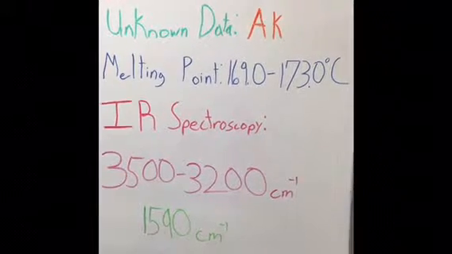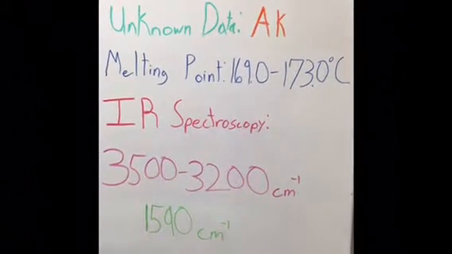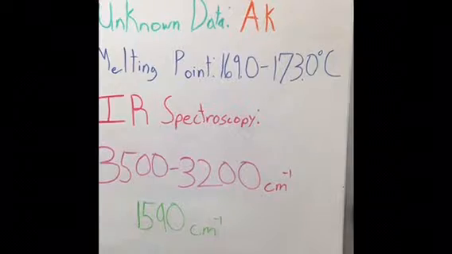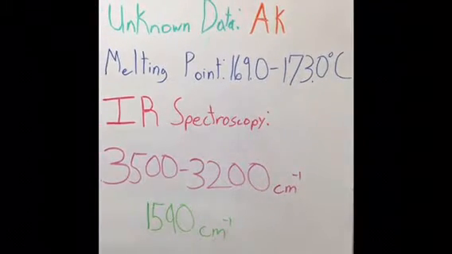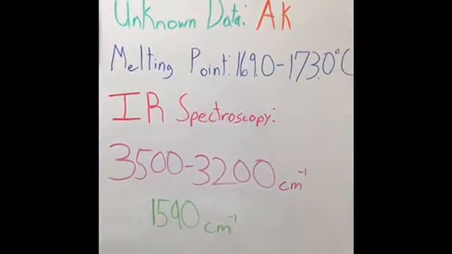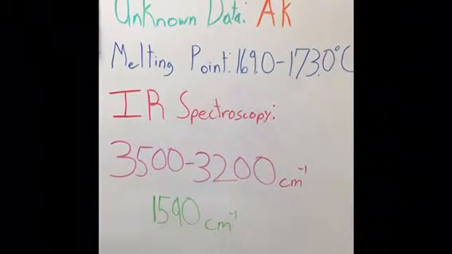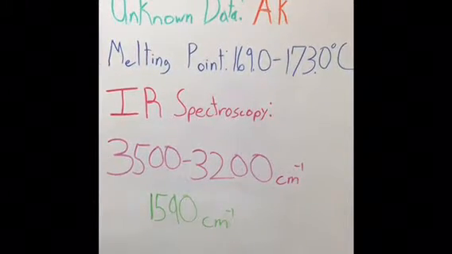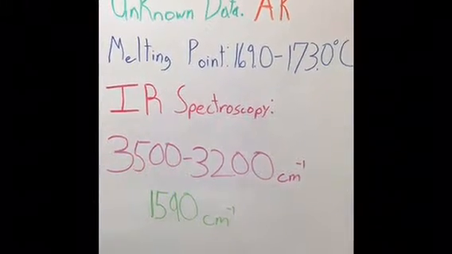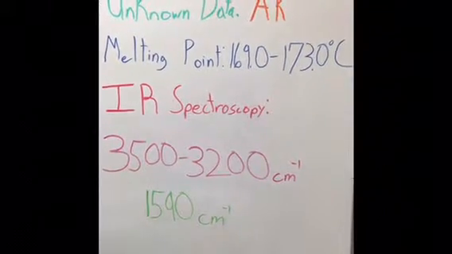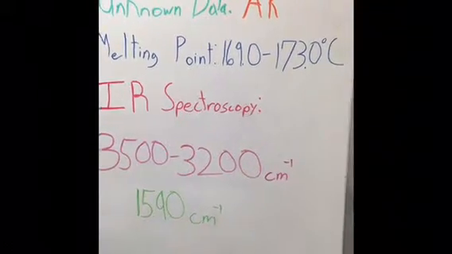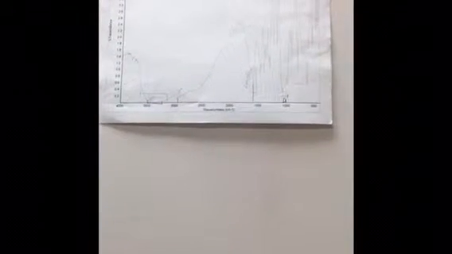The melting point was determined to be 169.0 to 173.0 degrees Celsius. The IR spectroscopy showed strong peaks between 3,500 and 3,200 inverse centimeters and a strong peak at 1,590 inverse centimeters. The IR spectroscopy table looks as such.